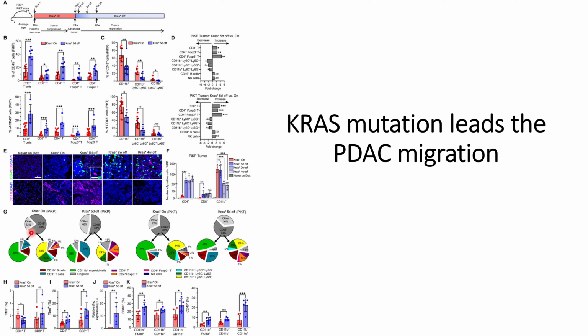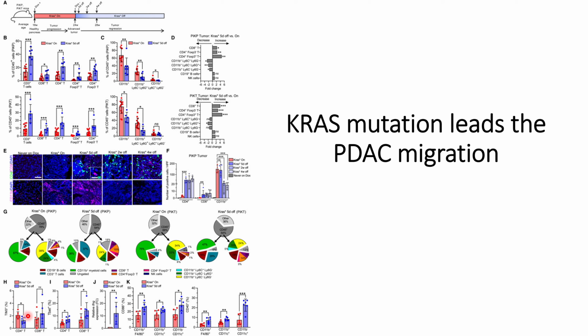When the KRAS is on, what kind of immune cells are being identified? We can see that 67% of the cells are these myeloid cells, whereas when the KRAS is off, by 5 days they can see that it reduced to 38%. And they did the experiment on PIKT mouse models also, and there also they can see a decrease in the myeloid populations from 75% to 45% in just 5 days after the KRAS is off.